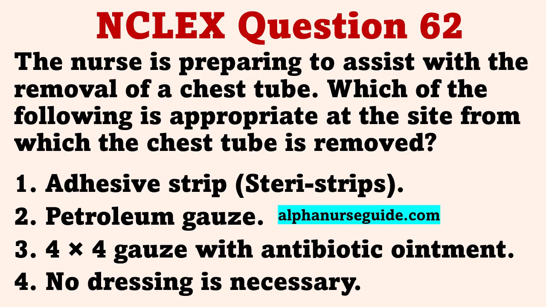The nurse is preparing to assist with the removal of a chest tube. Which of the following is appropriate at the site from which the chest tube is removed? 1. Adhesive strip. 2. Petroleum gauze. 3. 4x4 gauze with antibiotic ointment. 4. No dressing is necessary.